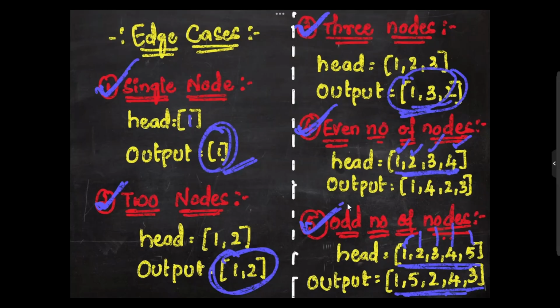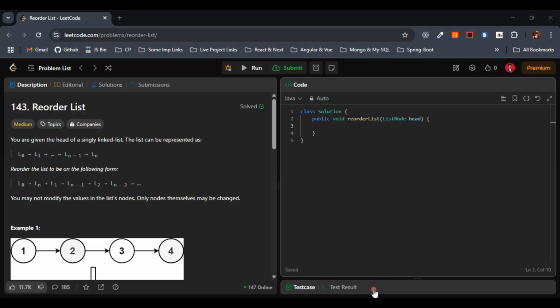So anyways we are completely familiar with the approach and edge cases now. As we are familiar with the edge cases and approach, it will be easier to write the code. Now let's start writing the code. So the first step here, we have discussed in the edge cases: if the list is empty or has only one node, there is no need to reorder.